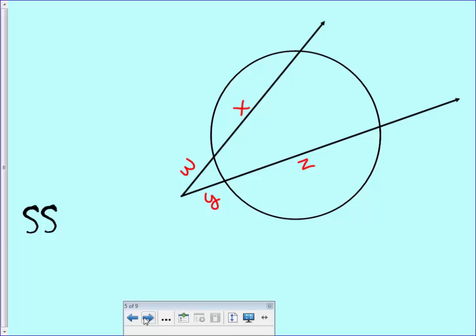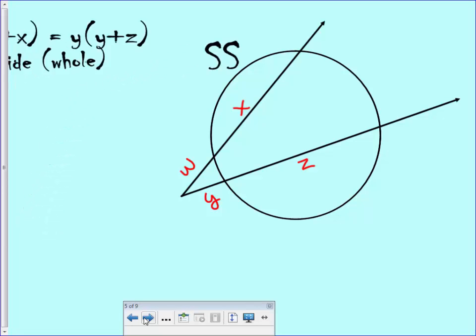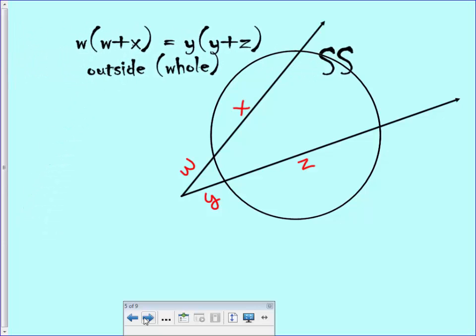Next section we're going to talk about is secants. The formula for this one, we're going to do W times W plus X, which is the outside part of your secant times the whole thing of your secant. And then that's going to be equal to the other secant, the outside part Y, times the whole thing, Y plus Z. I like to put this to a little bit of a song. Whole thing times outside part equals whole thing times outside part. And seriously, when I'm writing my equations, I'm saying that out loud, whole thing, so I'm adding, plus, times outside part.